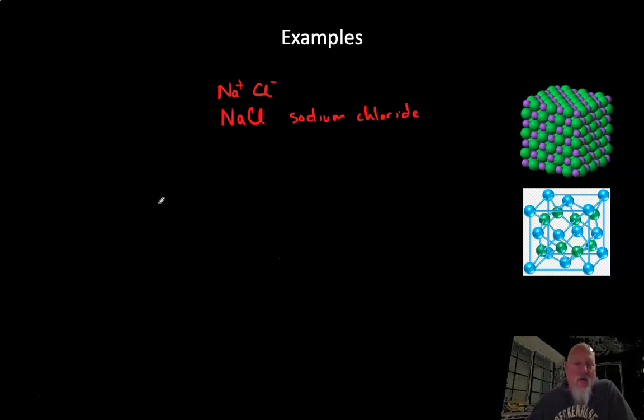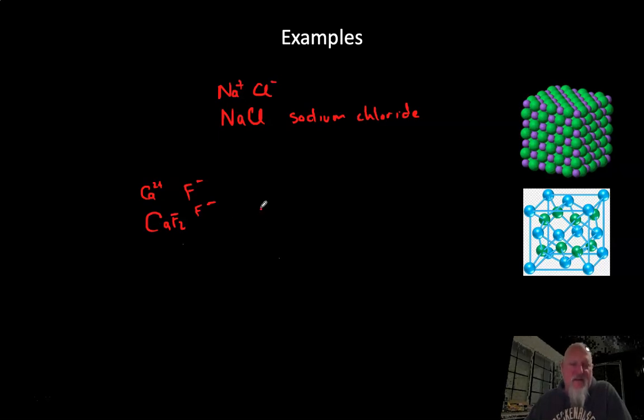Okay. What if I do CaF2? Okay, so Ca is an alkaline earth metal. It's 2 plus. The F's are each minus, and there's 2 of them. So we can see that the minuses from the 2 F's total 2 negative, and that cancels out the 2 positive from the calcium. So that's why the ratio is 1 calcium to 2 fluorines.